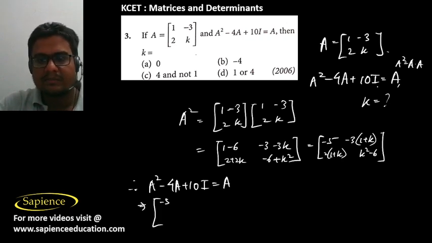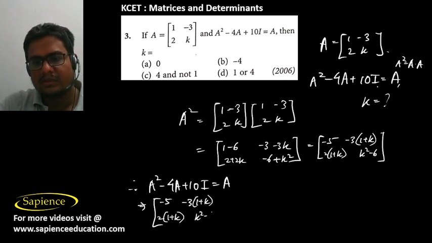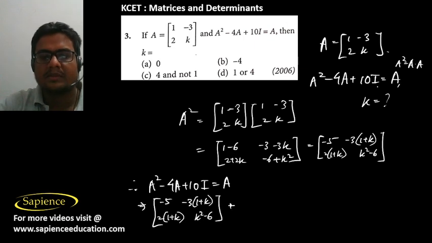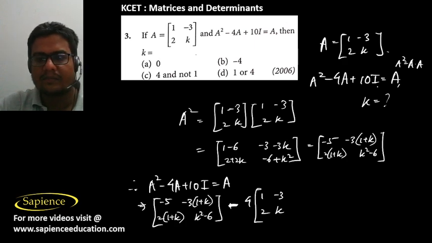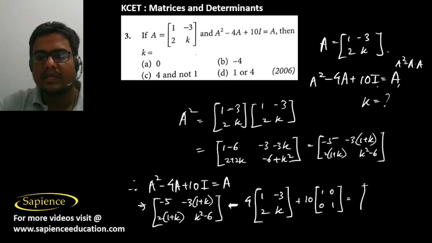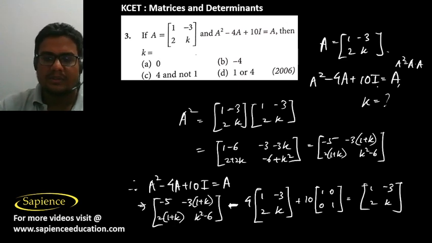Now A square is minus 5, minus 3 into 1 plus k, 2 into 1 plus k, k square minus 6, and this is minus 4 into A. A is [1 -3; 2 k], and then plus 10 into I. I is [1 0; 0 1]. That is equal to A, and A is [1 -3; 2 k]. Okay, so then we have to solve it.